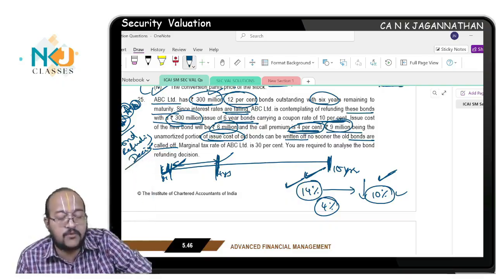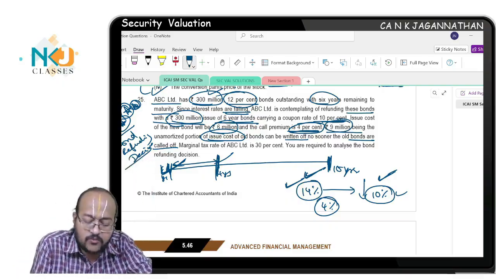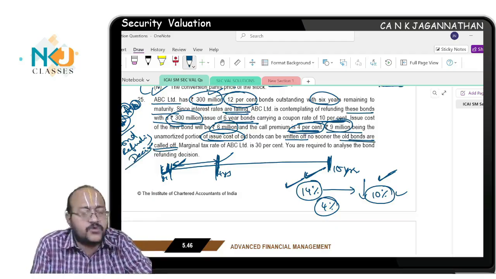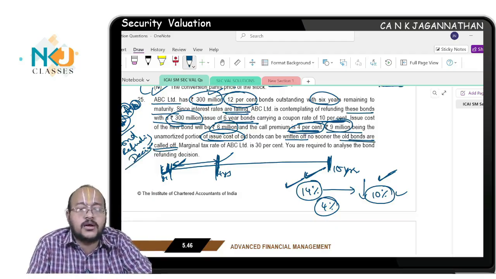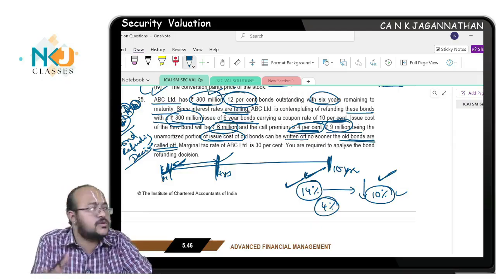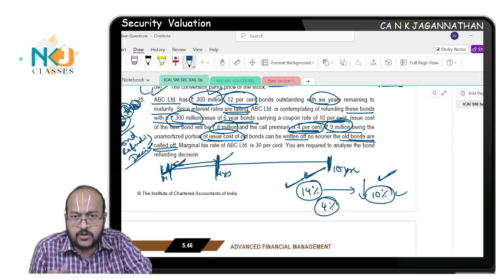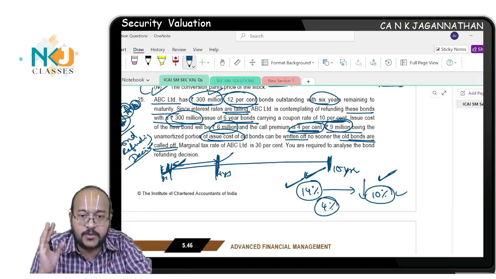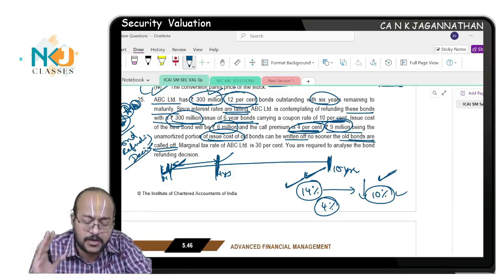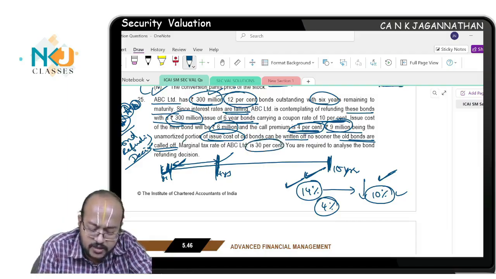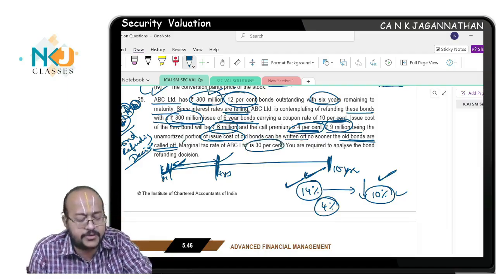That portion will be written off instantly, which means no sooner than the old bond is called off. Now you are trying to call off the old bond, so right now itself you will amortize it, put it in the P&L, and write it off. Are you understanding? Marginal tax rate is given as 30%. You are required to analyze the bond refunding decision.